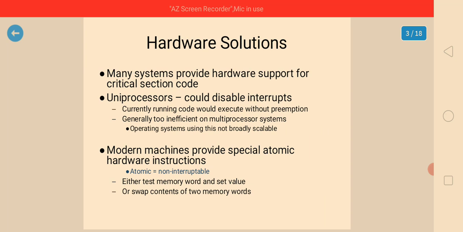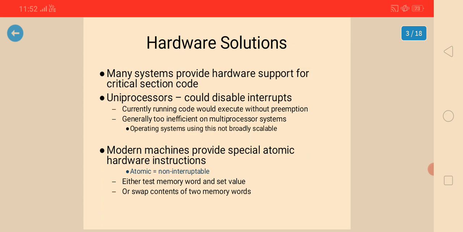First of all, we are going to see what is the hardware solution for the critical section. Synchronization hardware means the hardware based solution to resolve the critical section problem. In our earlier content, session number 13, we discussed critical section: how multiple processes sharing common resources must be synchronized to avoid inconsistent results.